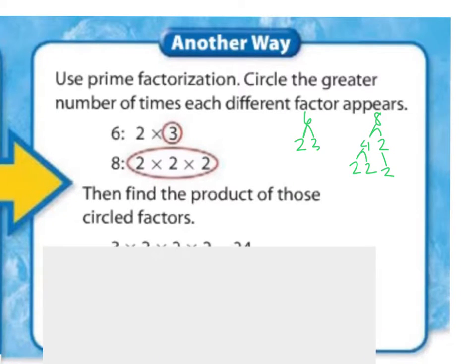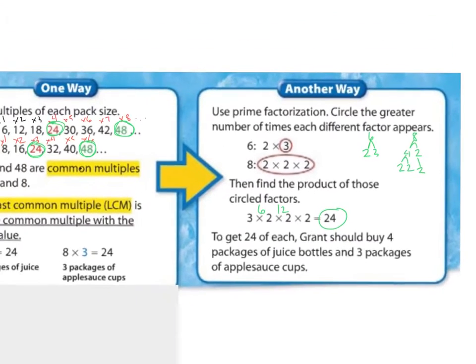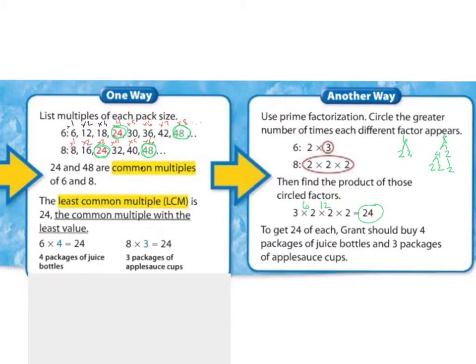So then find the product of those circled factors. So 3 times 2, that's 6. 6 times 2, that's 12. 12 times 2, that's 24. Well, what does all this mean? Well, we found the same least common multiple. I see that over here, 24 was circled as the least common multiple, and here we used prime factorization. We found the same answer.